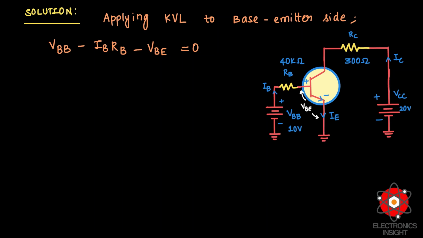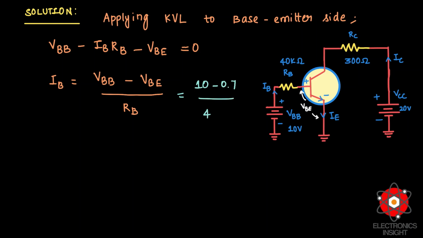Now from this we can get the equation of IB, which will be IB equal to VBB minus VBE divided by RB. Now we have all the values, where VBB is given as 10 volts, VBE is 0.7, and RB is 40 kilo ohms. With this, we can find the base current, which will be 232.5 microamps.